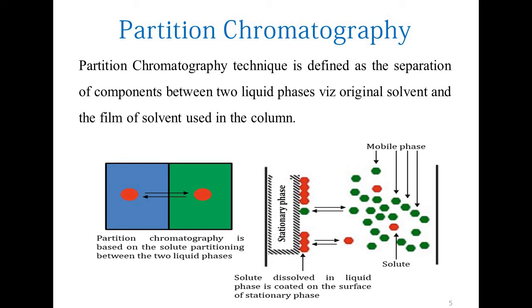So likewise, the different components of a mixture have different partition coefficients related to that particular liquid, like A having some partition coefficient value, B having some other, C having some other. So the partitioning between the stationary phase coating liquid and the mobile phase is different for the different components. On the basis of their partition capacity, they get separated in the column chromatography.